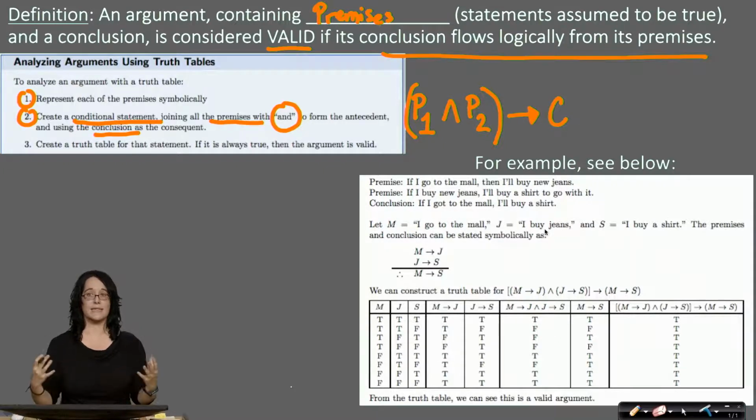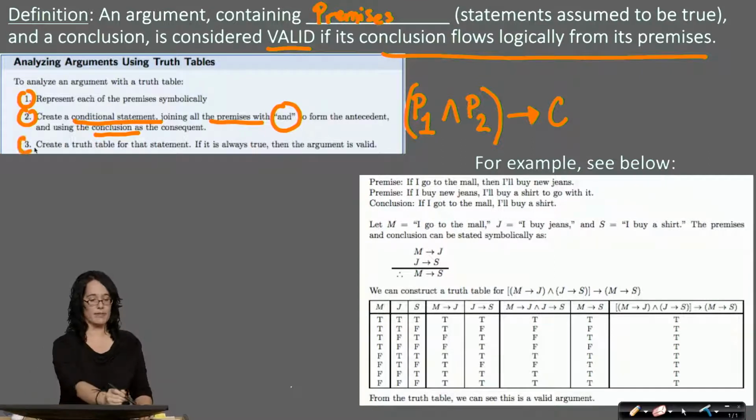So this is the basic setup that we're looking for in our truth table. We want to have an if-then statement. If my premises all happen, so if premise 1 and premise 2 and premise 3, however many premises we have, if they all happen at the same time, then the conclusion should follow logically. Okay, so that's our second step. We want to build a truth table for that column.